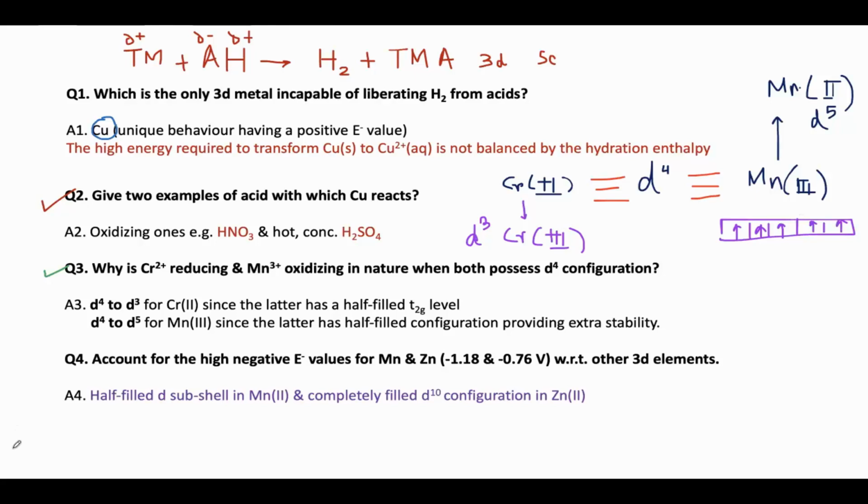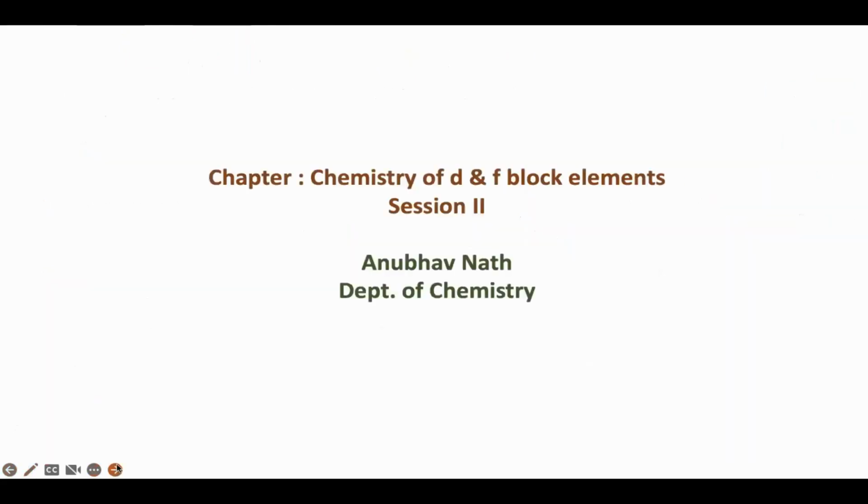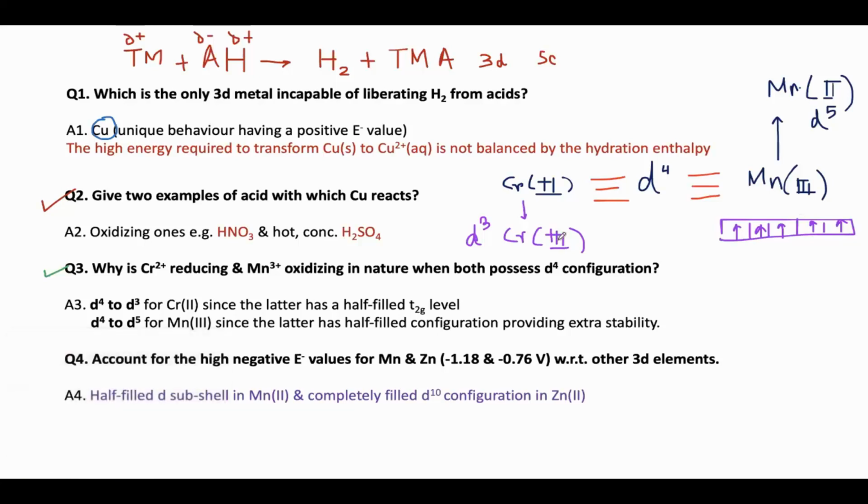But what happens in the case of chromium? In case of chromium, the situation is a bit different. It wants to go to d3. Now you will ask, what is the reason behind the stability of this d3 configuration? That's where the crystal field stabilization energy comes into the picture, that is CFSE. I will talk about this term in more detail in later classes. For this class, we have to know that the CFSE of d3 is quite high.